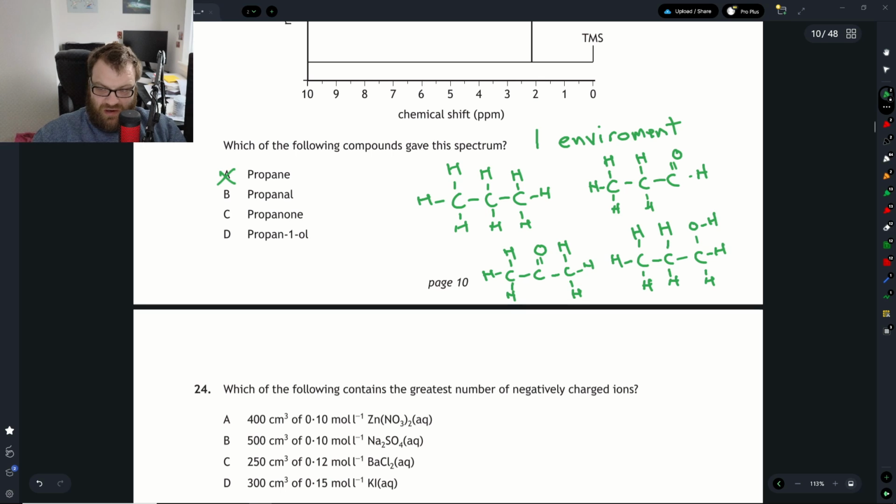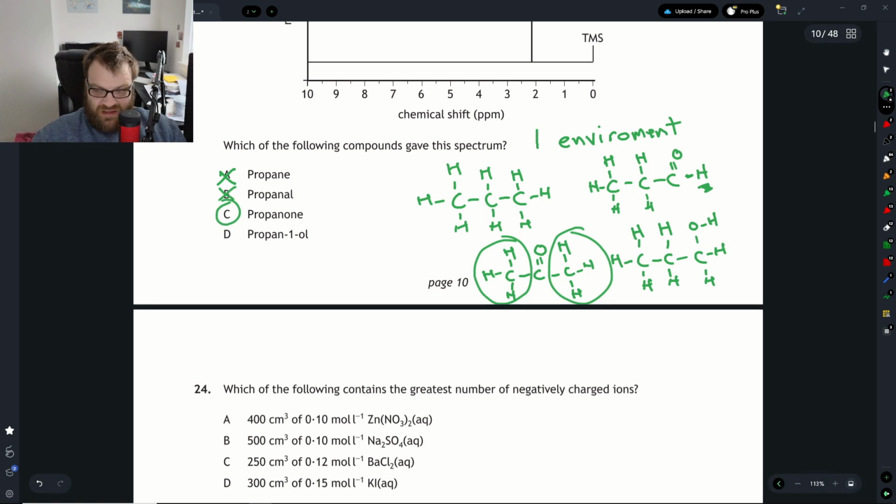Propanal, we've got our hydrogen that's part of the aldehyde group, where we've got the H joined to the C double bond O. We've also got the CH2, which is beside the C double bond O and the CH3. Then you have the CH3 beside the CH2. Again, more than one environment for that one. Propanone, all we've got is two CH3 groups. They are both beside a C double bond O. This would make them have the same environment and the same shift in the spectra, which means that C would be a correct answer.